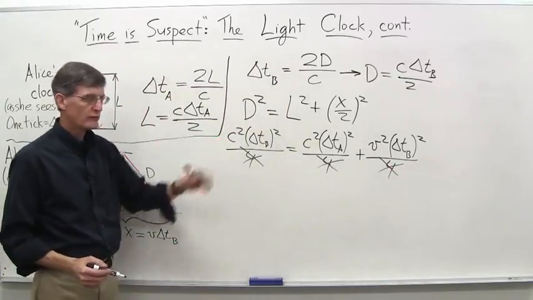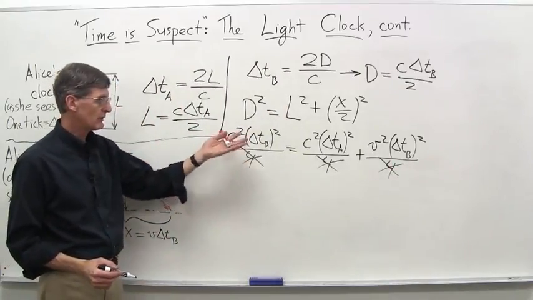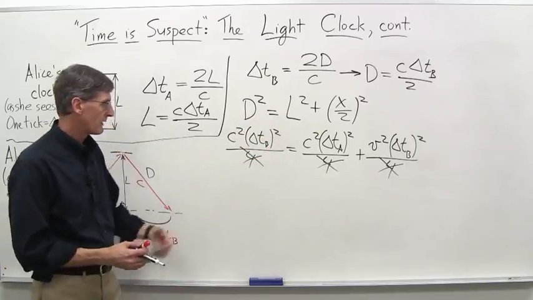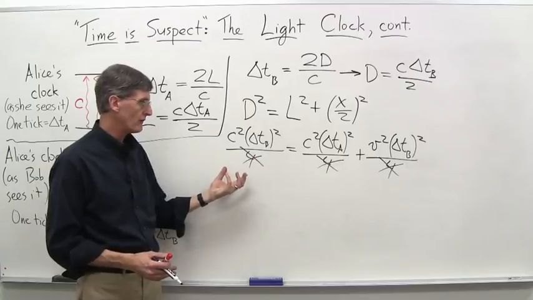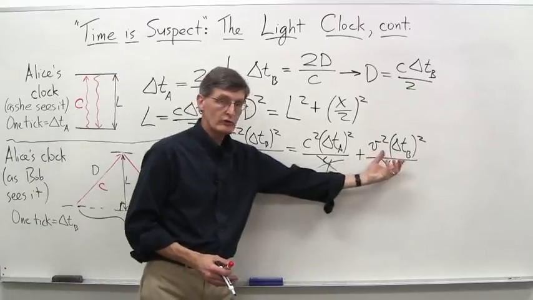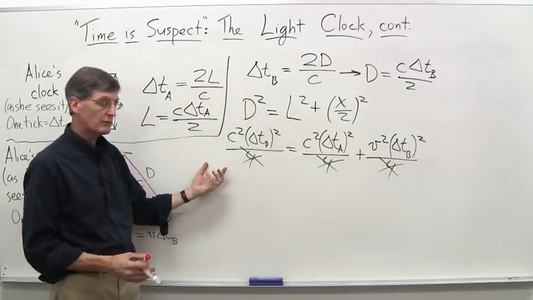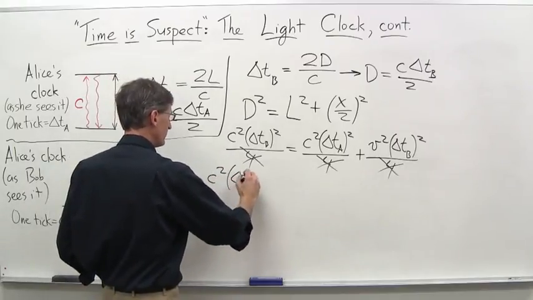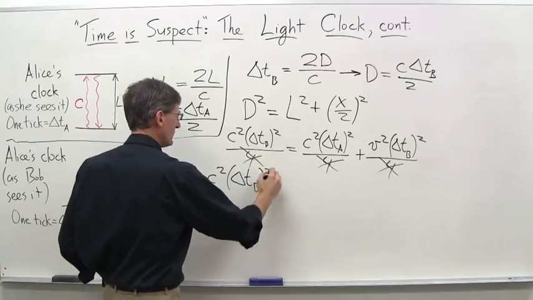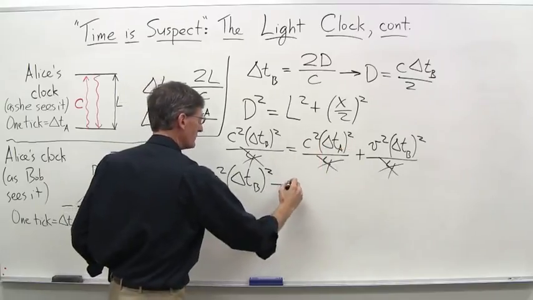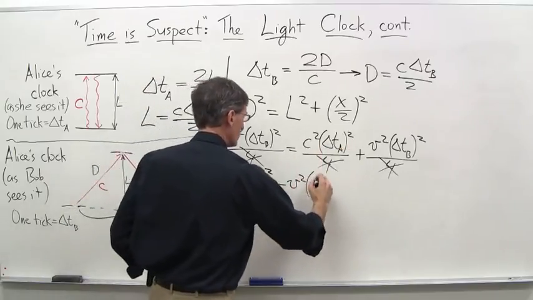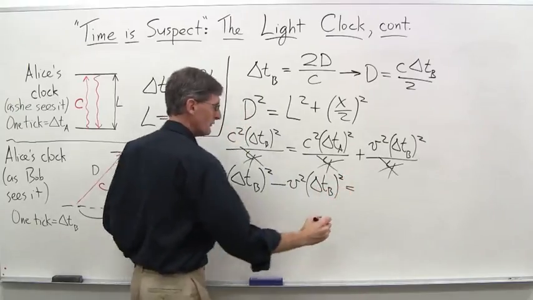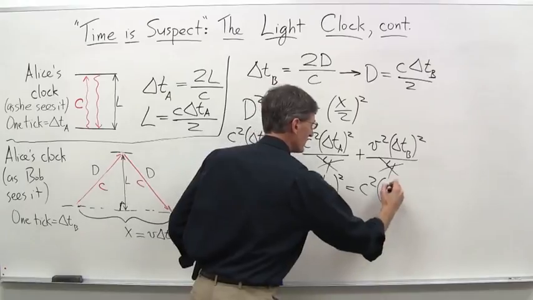And I'm just left with c squared delta tb squared equals c squared delta ta squared plus v squared delta tb squared. Let's bring all the delta tb squareds over on this side. So I'm going to take this term, subtract it from each side, bring it over here. So we'll write this as c squared delta tb squared minus that term, v squared delta tb squared equals c squared delta ta squared.